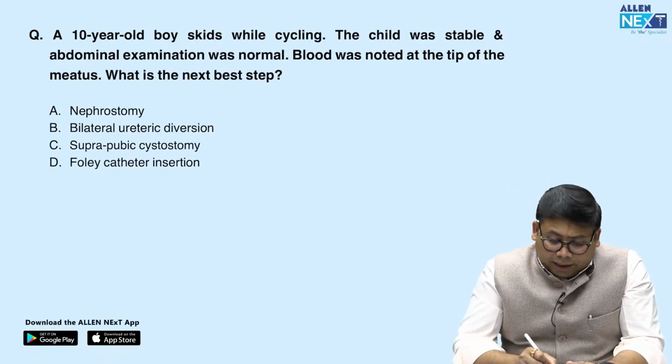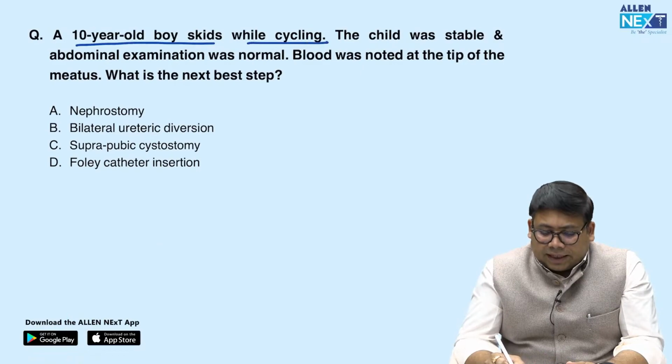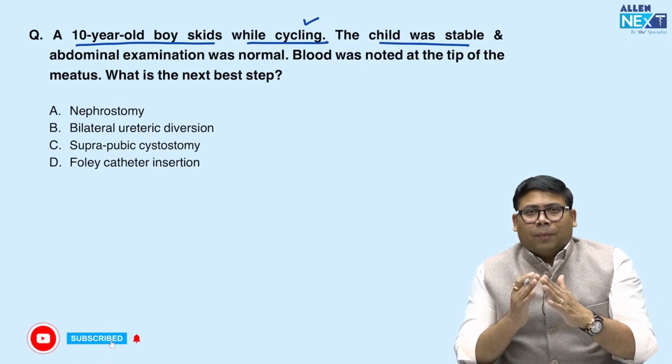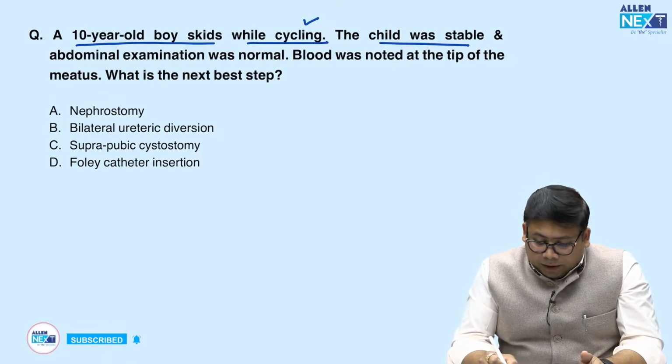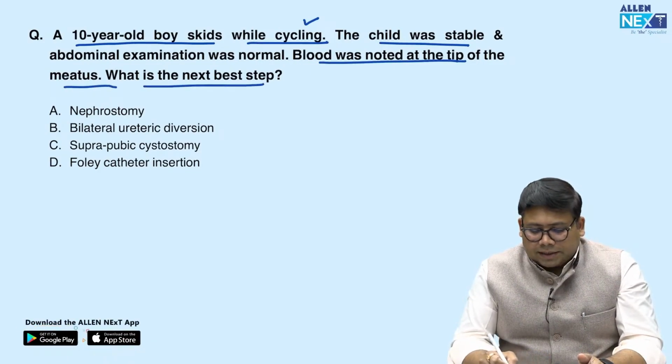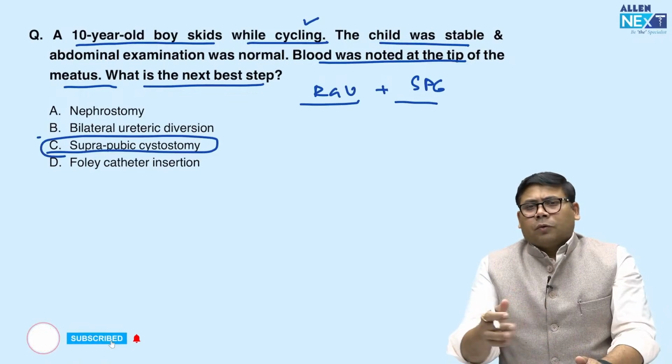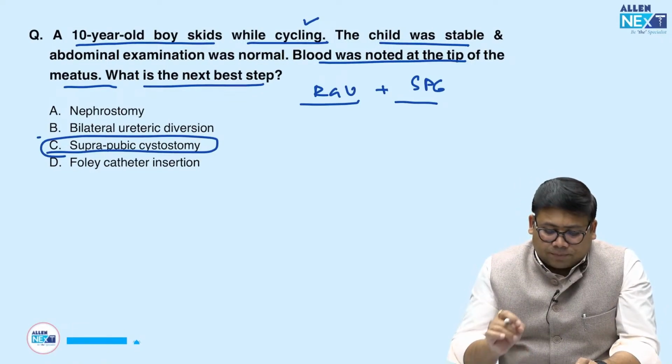Next is, a 10-year-old boy skids while cycling, and this is prone to give a direct blow to the perineum. There is blood noted at the tip of the meatus. What is the next step? RGU, which is not there in the options. With that, SPC, suprapubic cystostomy, because you need to create a diversion. So option C is absolutely right.